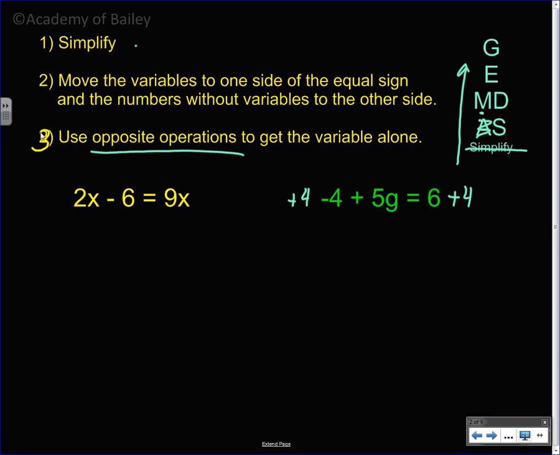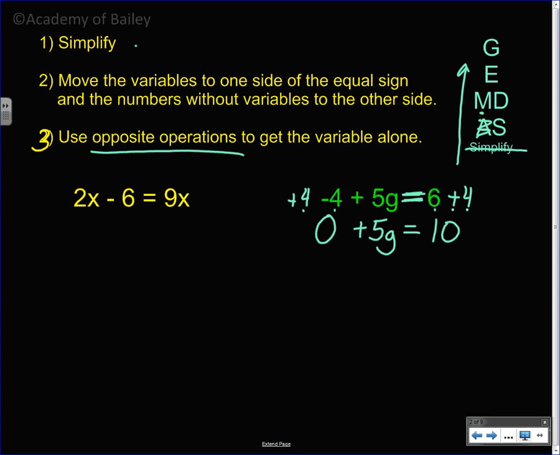So now we have a balanced equation still. The left side is still equal to the right side because we've added 4 to both sides. Now let's go ahead and figure this out. Positive 4 minus 4, that's going to give us 0, and 0 plus 5g is equal to 6 plus 4, which is 10.